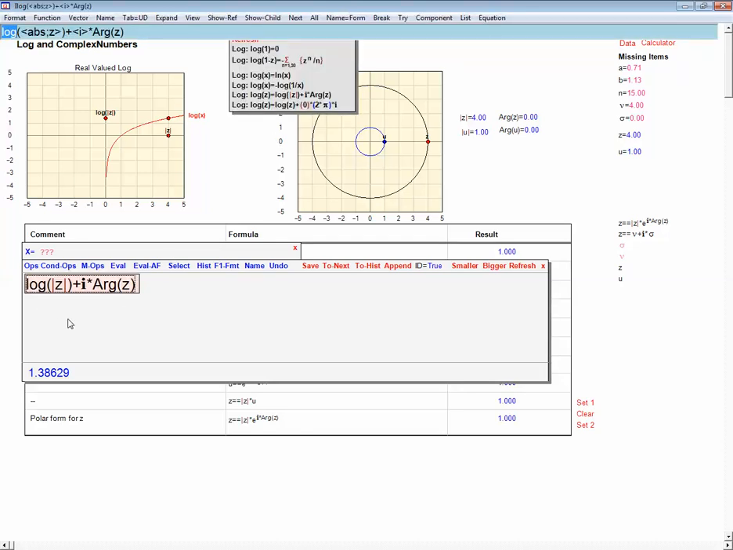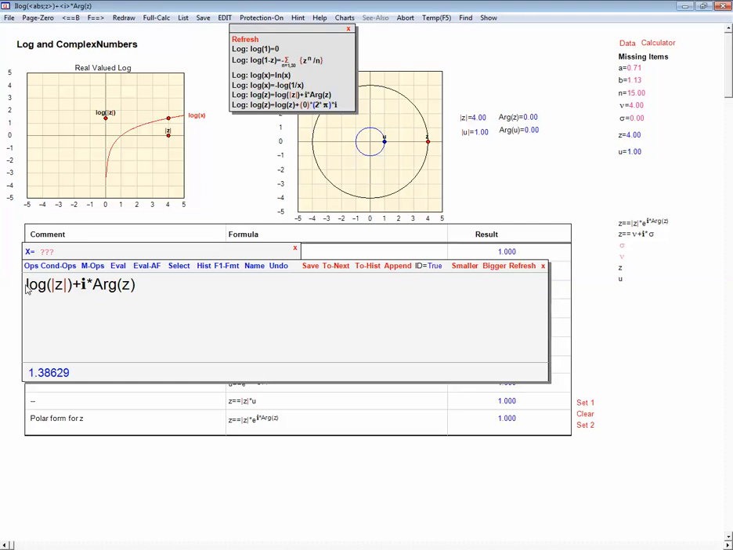It has a real part here, and that is just 1.38629, and we get that by going to our high school version of log, or the real valued version of log. We plug in the absolute value of z up here and see where that leads us. That leads us over here to 1.38, and that looks about right on the graph.